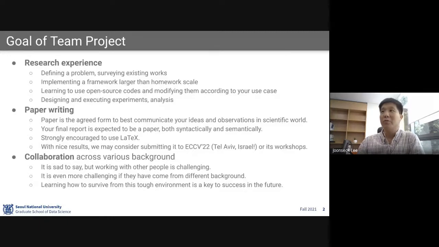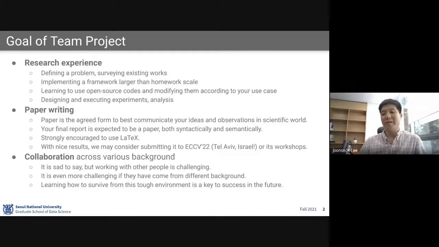So I strongly encourage you to use LaTeX. Everyone in computer vision or machine learning uses LaTeX for publications. Last semester, everyone actually used that, and it's super convenient after you get familiar with it. And if you have some nice results out of it, maybe we'll submit the paper to some conference, probably ECCV next year. It will be held in Tel Aviv if the situation gets better.